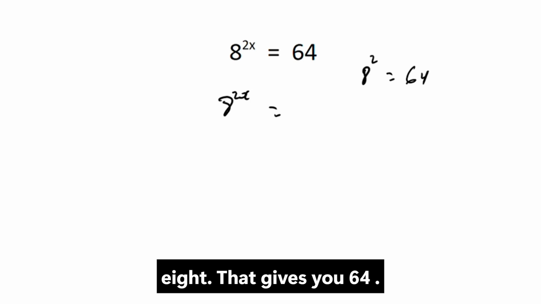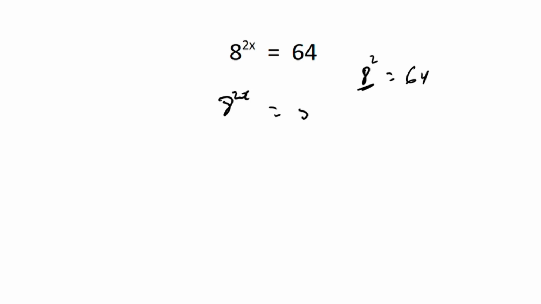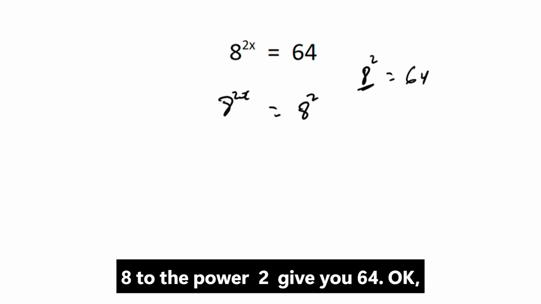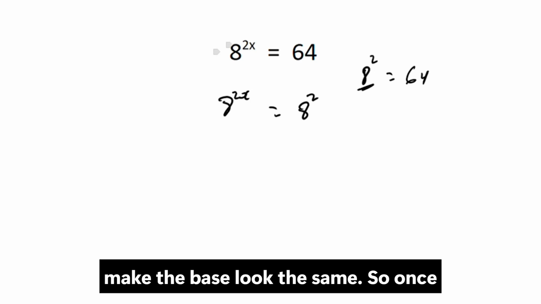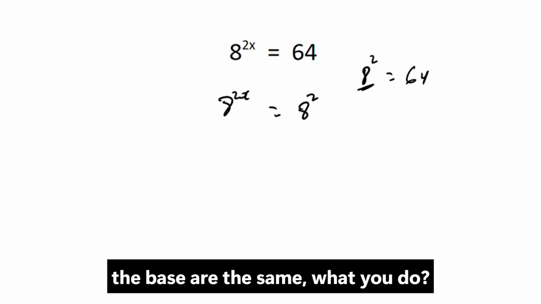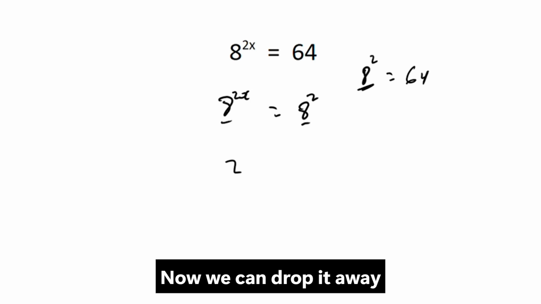So 8 to the power of 2, that gives you 64. Okay, we're doing this for one purpose, just to make the bases look the same. So once the bases are the same, what you do now, you can drop them away.